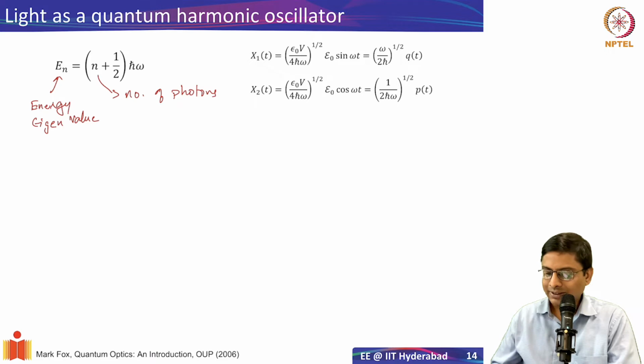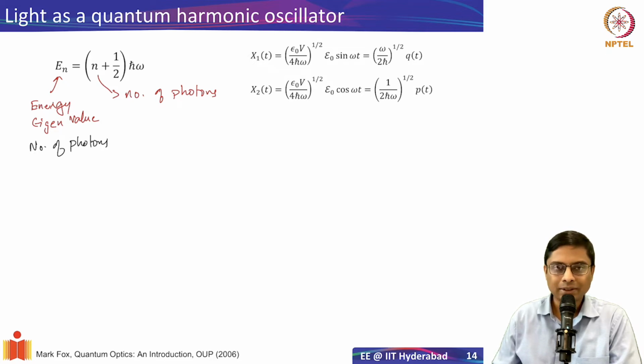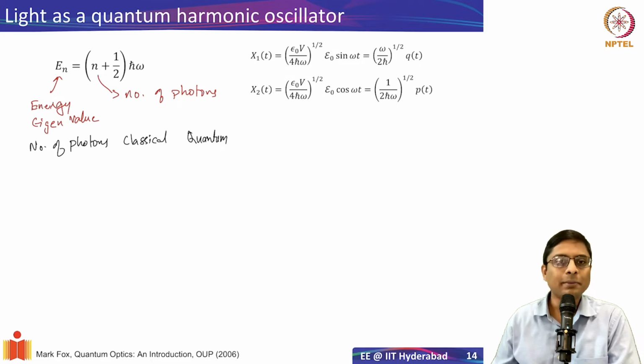To understand the implications, let us first consider what these eigenvalues are. Let's make the first column the number of photons, then the classical energy, the classical picture, and the quantum picture. This is what we will compare. Let's say the number of photons in the light field is 1 photon. Classical theory tells us that the energy of that photon is h cross omega. But in the quantum picture, it is n plus half, so with n equal to 1, this will be 1.5 times h cross omega.